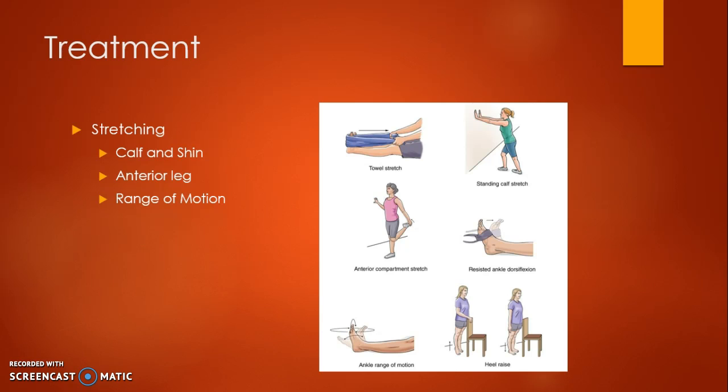Resisted ankle dorsiflexion is very similar to the towel stretch, except now you're actively pulling a resistance band back towards your head. Ankle range of motion, like drawing the alphabet with your toes, helps with strengthening and stability in the ankle, which can help with shin pain. And heel raises are going to help stretch and strengthen the back and front of the leg.